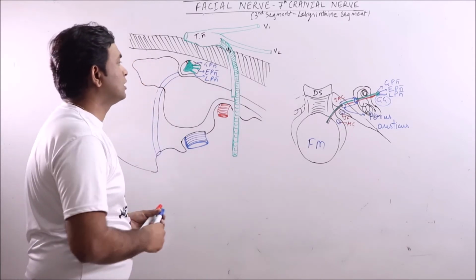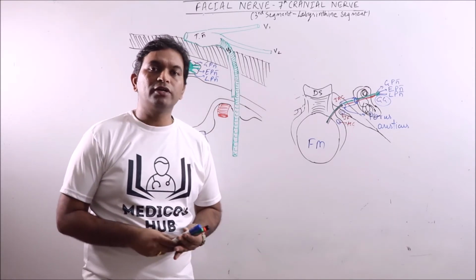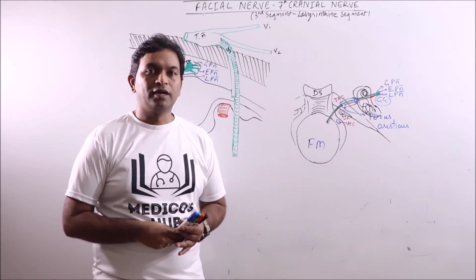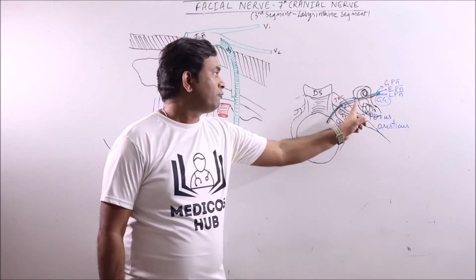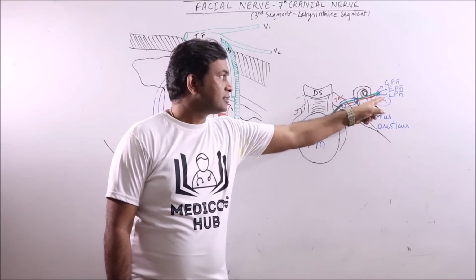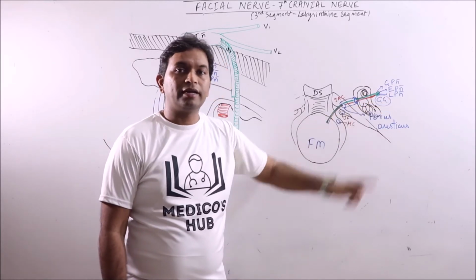So this is the third segment of the facial cranial nerve, which is also known as the labyrinthine segment. It starts at the fundus, that is the end of the internal auditory canal, and ends at the geniculate ganglia.